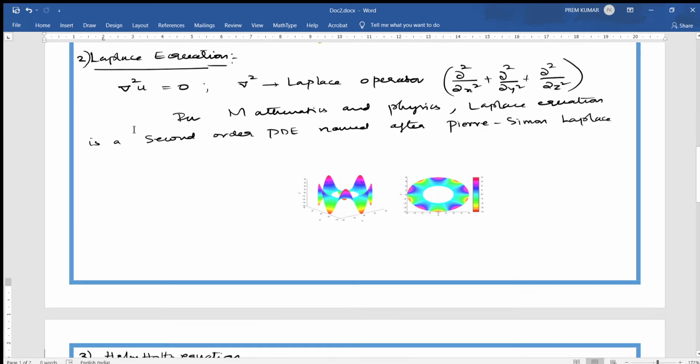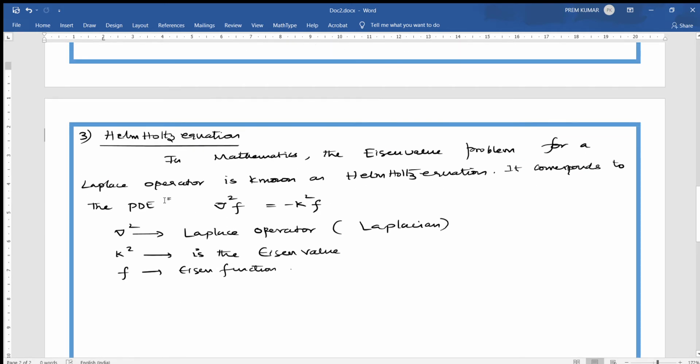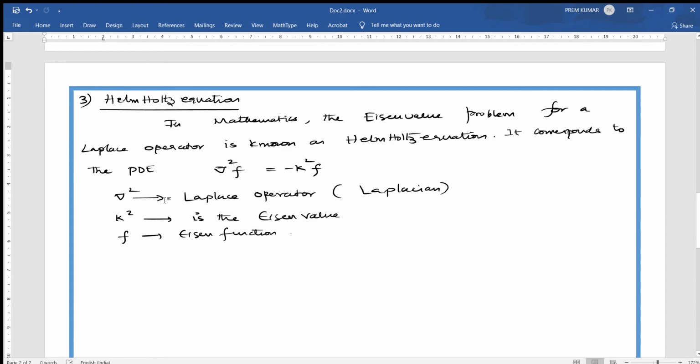Now we go to the next equation. We call it the Helmholtz equation. In mathematics, the eigenvalue problem for a Laplace operator is called the Helmholtz equation, and it corresponds to the following PDE: del square f equals minus k square f. Del square is known as the Laplace operator or a Laplacian. K square is the eigenvalue and f is an eigenfunction.